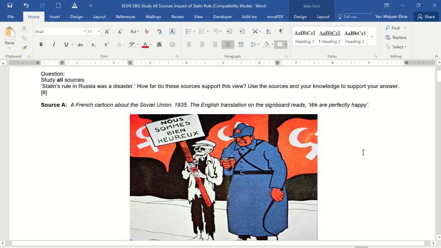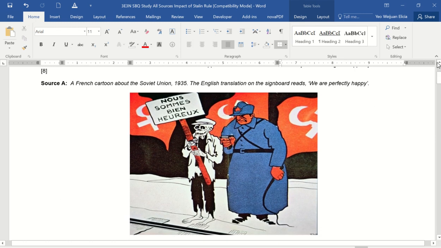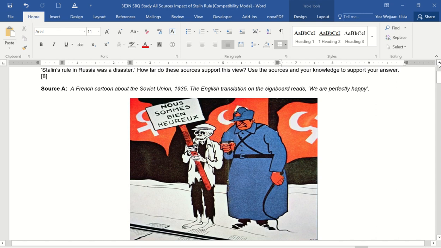Let's look at the provenance. It tells us that it's a French cartoon about the Soviet Union. It's published in 1935. The signboard reads, "We are perfectly happy." And then you see this picture. So, very quickly, looking at this picture, can you tell me, from this source, is Stalin's rule a disaster or not a disaster? A disaster. So you have already identified, right? Now, why is it a disaster from this source?